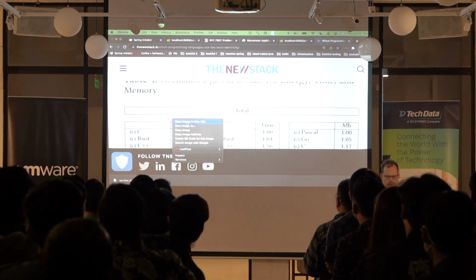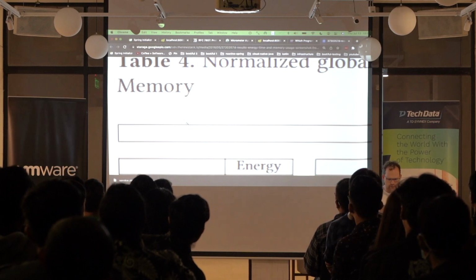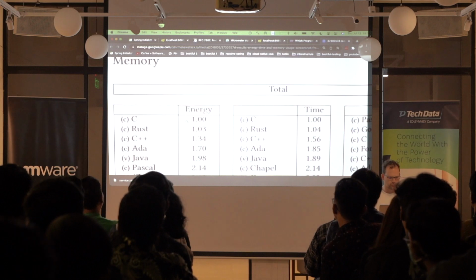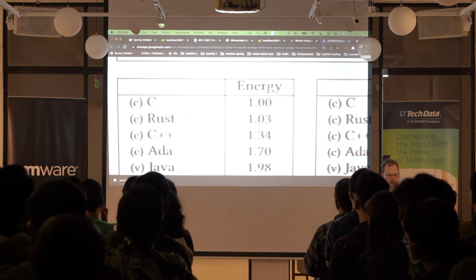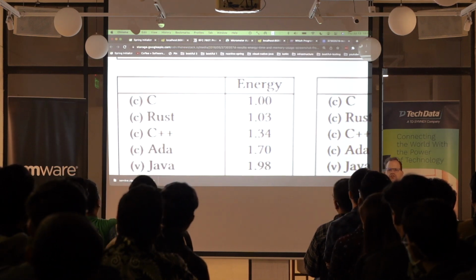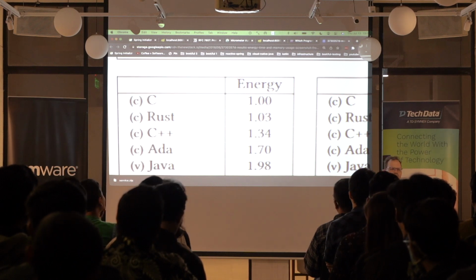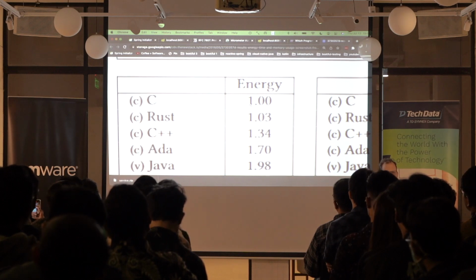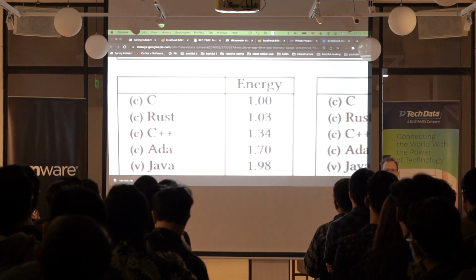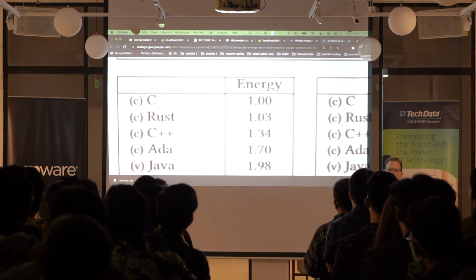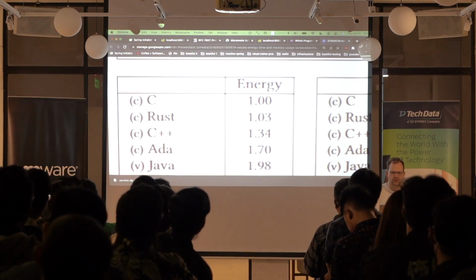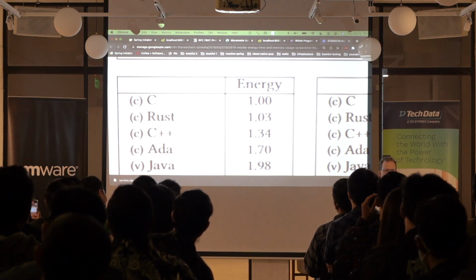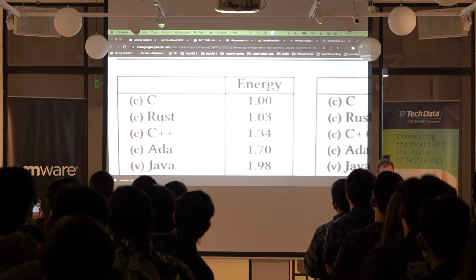This is a very old blog, but I think it's a very good blog. There's a great table here that looks at the normalized global results for energy, time, and memory. And you can see there's a lot of great results here. So the table for energy, this is electricity, basically. How much energy does a program that does a similar thing take? So C, the C programming language, uses the least electricity, okay? It is the most efficient for machines, only for machines, not for people. It's terrible for people.